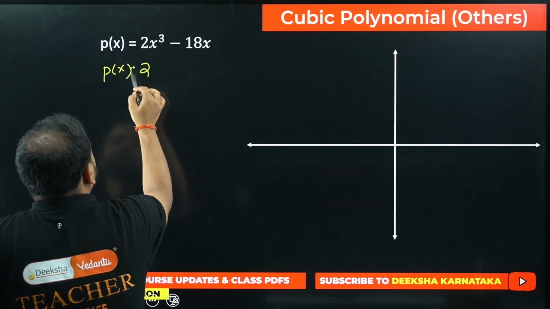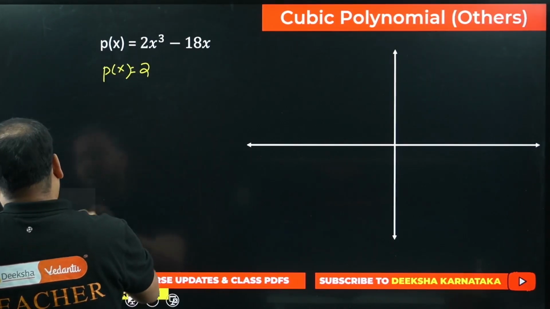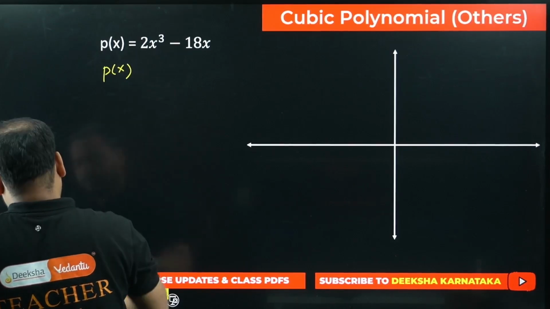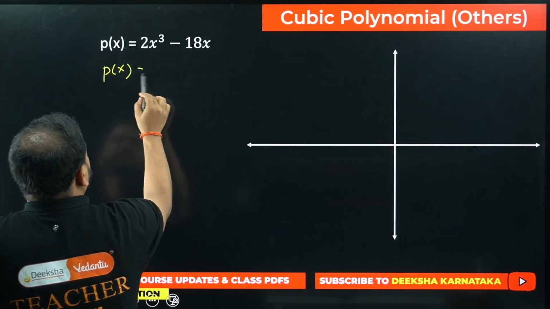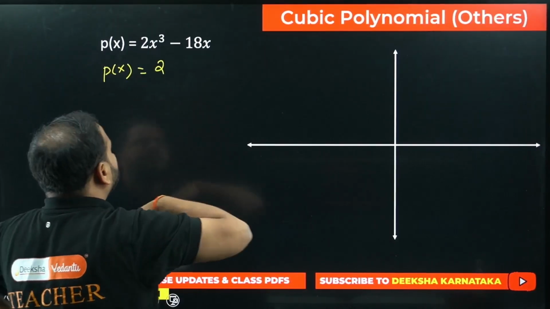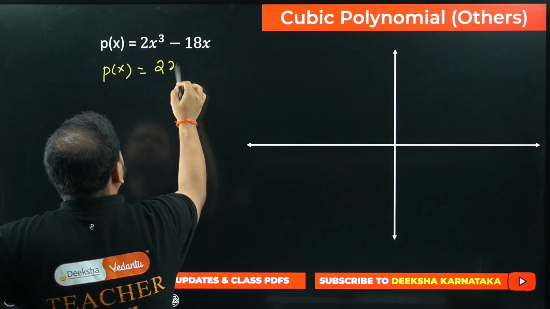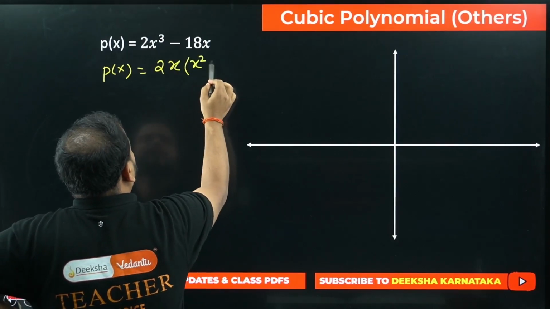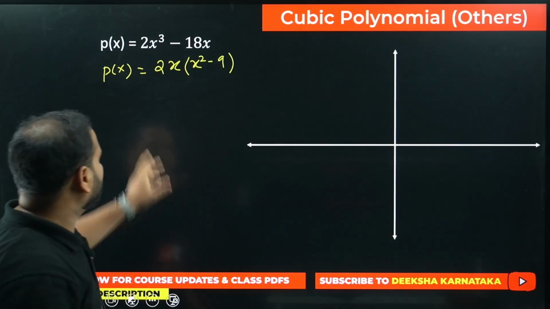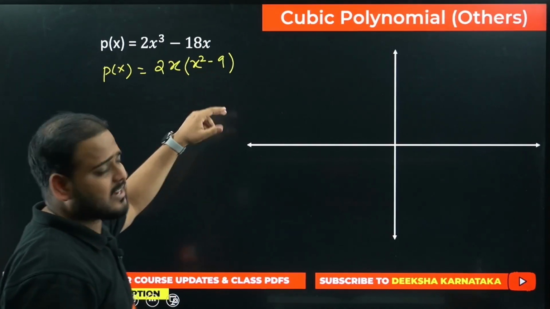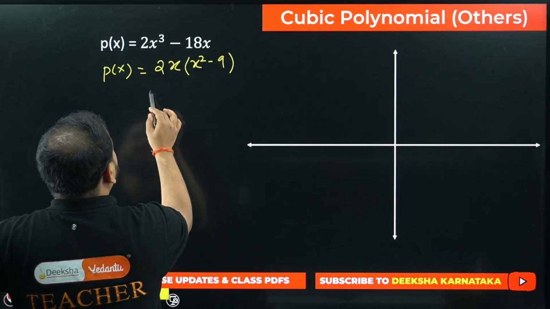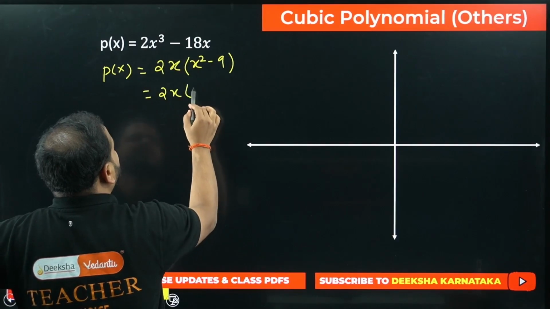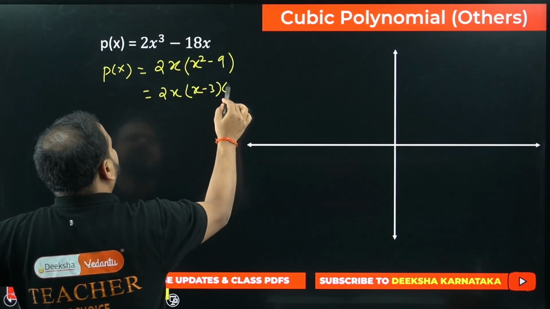I can take 2 common. I think a similar kind of curve is given in NCERT also. If not the same, how can I do it? I can take x also common. I'm going to get x square minus 9, I think. Yes, 2x into 9 is 18x. Correct? So I can factorize this: 2x, x minus 3, and x plus 3.